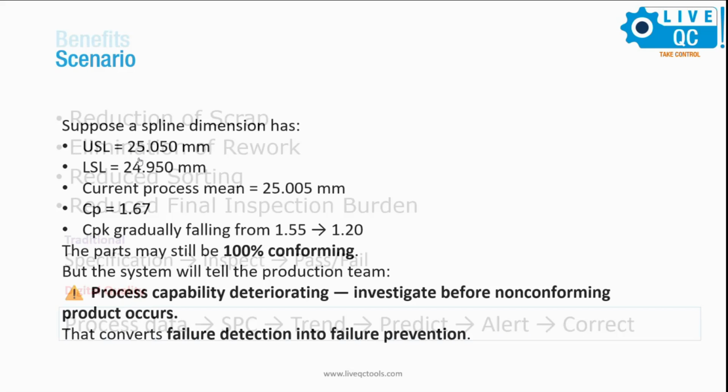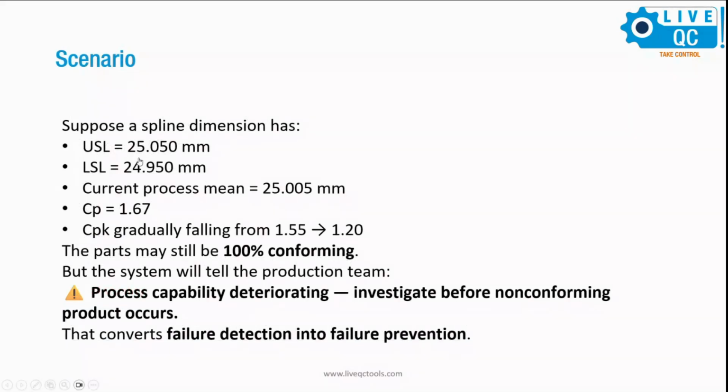This is the advantage. Now, let us say we have a spline dimension given as 25 plus or minus 0.5, and the current process mean is 0.05. Cp is 1.67. Cpk is gradually falling from 1.55 to 1.2. The parts will still be conforming 100%, but the system will tell the production team that it's deteriorating and an NC is about to happen, investigate. So that converts failure detection into failure prevention. It's an early warning system.